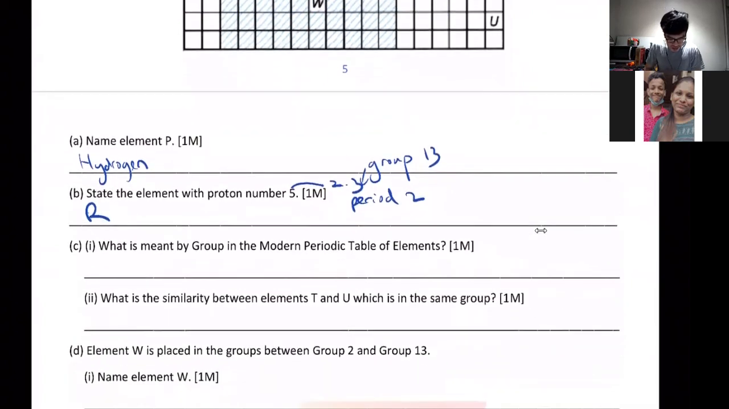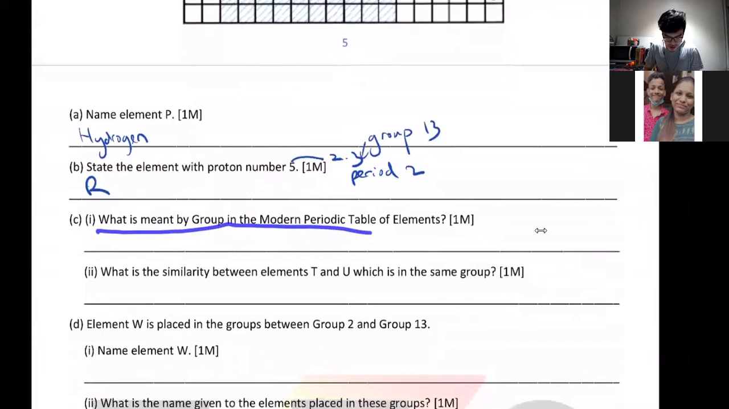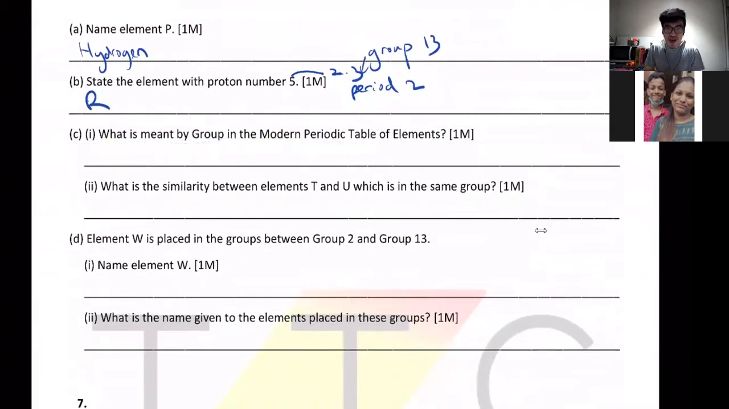So C1, what is meant by group in the modern periodic table of elements? So what does it mean by group? Apakah maksud kumpulan? Kumpulan is the same vertical column. Okay, it's a vertical column in the periodic table, whatever. Okay, it's a vertical column.